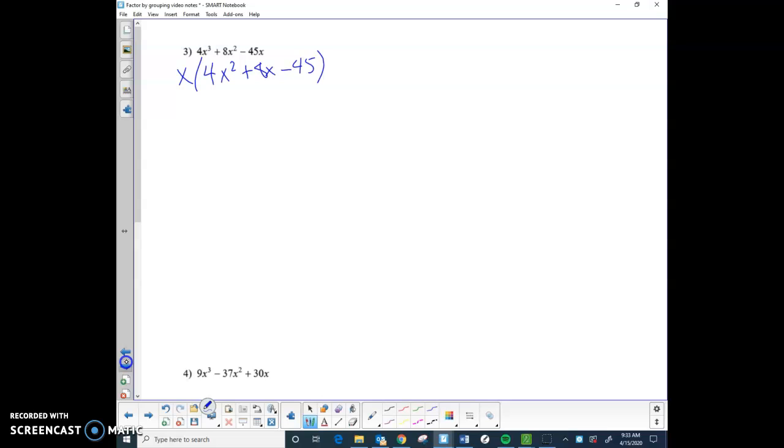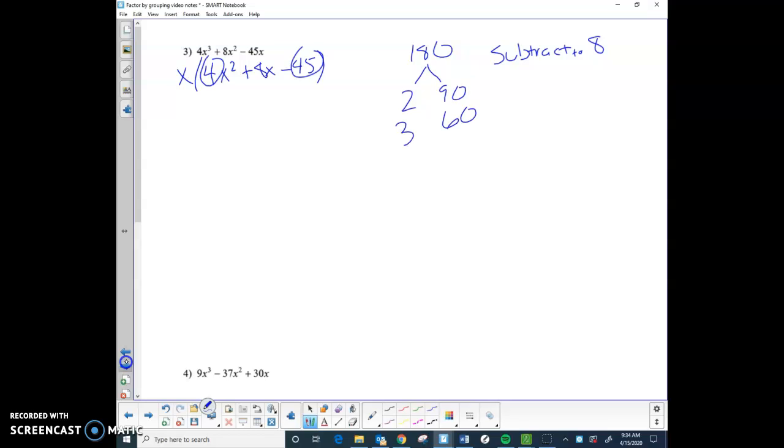All right, so once again, we're going to multiply our 45 and our 4, which is going to give us 180. Again, we're subtracting here, and we need to get to a plus 8. So we could start with 1 and 180. That's obviously not going to be close. 2 and 90. We've got 3 and 60.